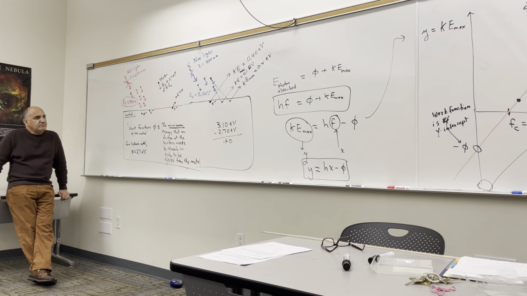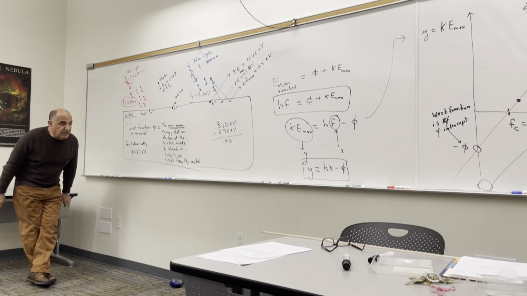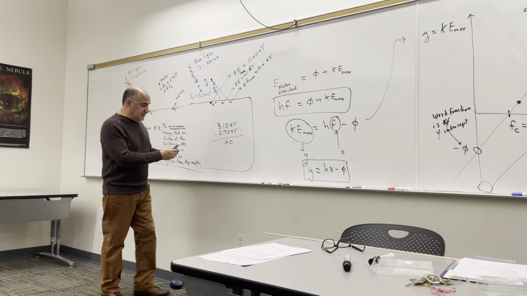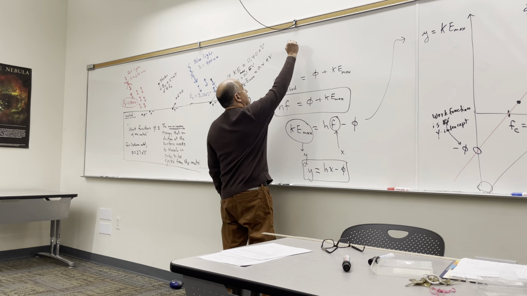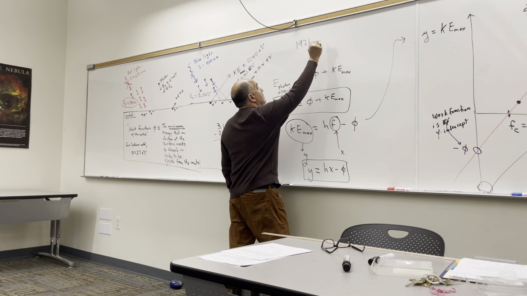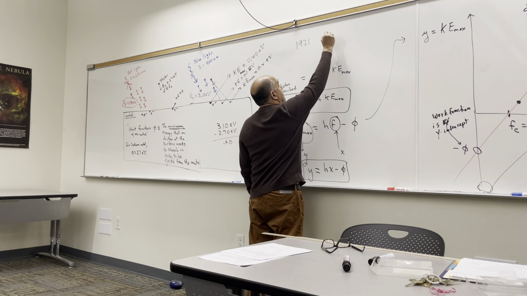And for this work, Einstein was awarded the Nobel Prize in Physics in 1921. So 1921, Einstein was awarded the Nobel Prize.